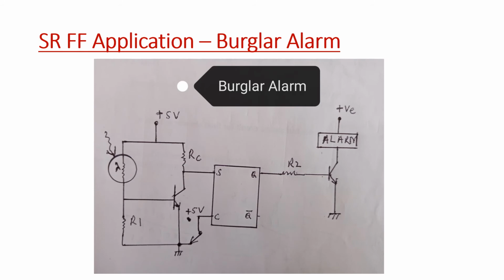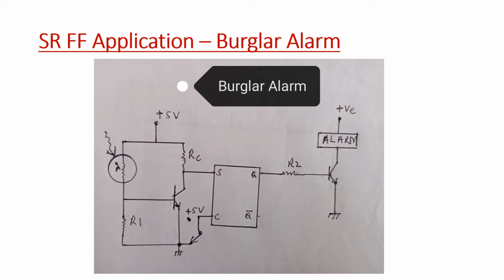Now one of the applications of the SR flip-flop is the burglar alarm system. R is for reset and C is for clear; clear and reset are used synonymously, so no problem. In this particular case, there is an SR flip-flop based on the NOR gate, and Q is connected through R2 to an NPN transistor. The collector of the transistor is connected with the alarm and the positive voltage, and the emitter is connected with ground.